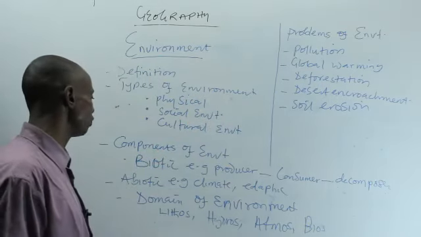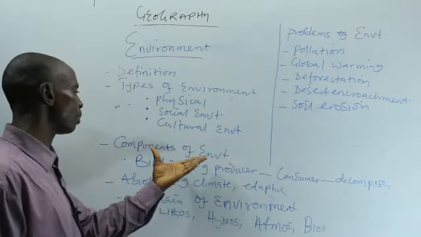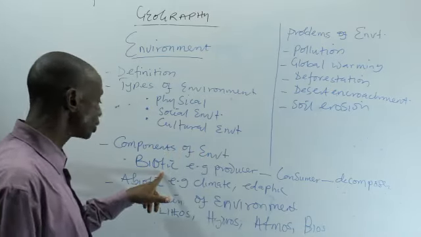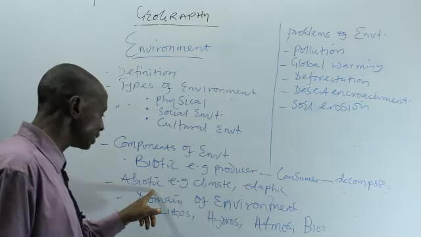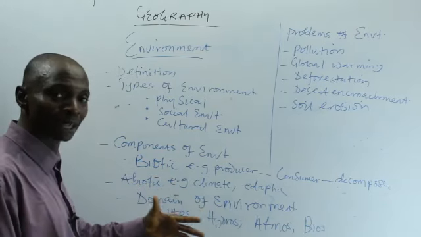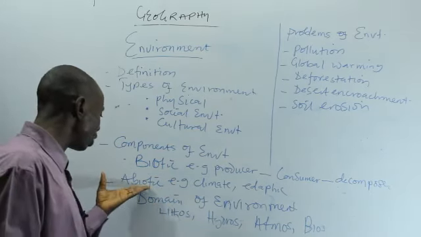Now, let's move ahead to look at the components of environment. When we talk about component, the environment is divided into two. We have biotic and abiotic environment. Biotic means the active part, the live part of environment, while abiotic is the inactive part, that is the non-living things part of environment. And the biotic part is categorized into three.